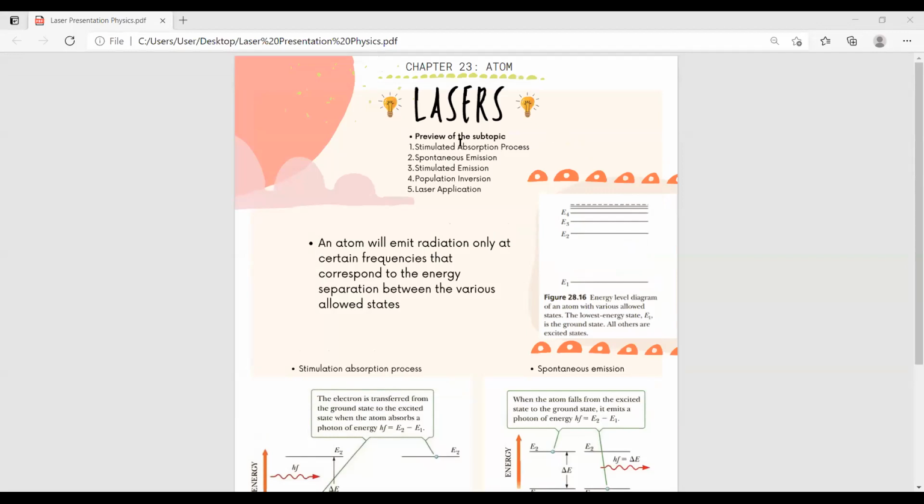Today I will be presenting the topic lasers. We take a look at a preview of the subtopics, and I will be presenting the stimulated absorption process and spontaneous emission. Just a little recap of what we have learned before.